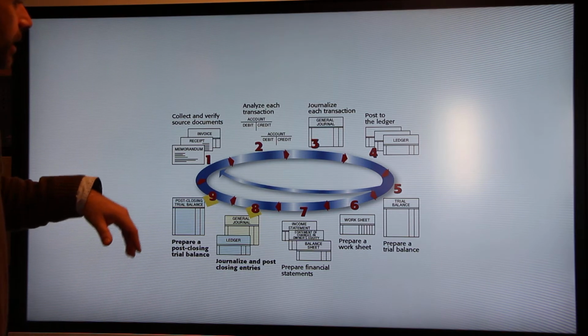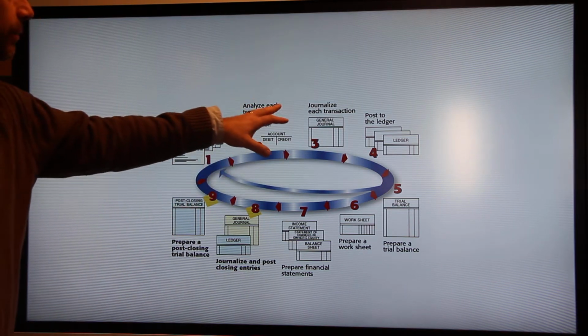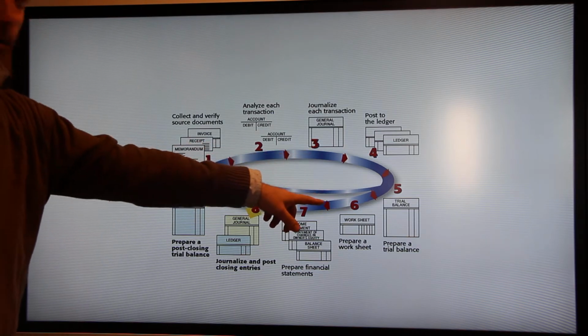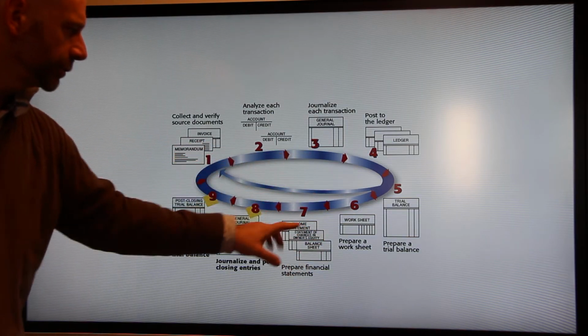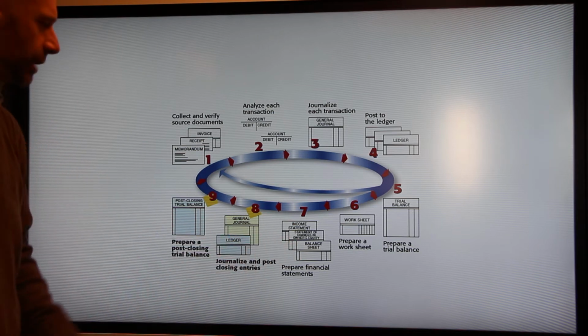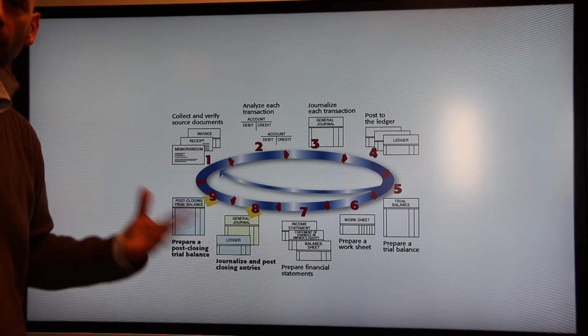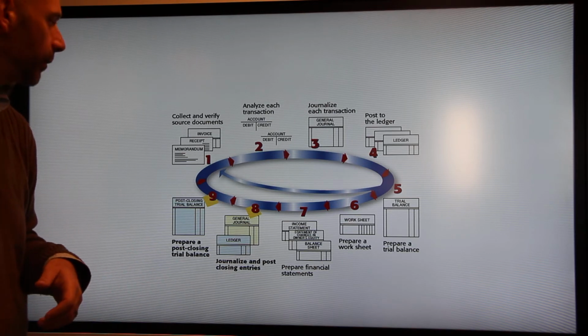We collected and verified our source documents, we analyzed, we then moved that information into the general journal, then we posted to the ledger, completed our trial balance, our worksheet, and all our financial statements we did in the last chapter. Now what we have to do is close out our books. We have to bring all of our temporary accounts to zero.